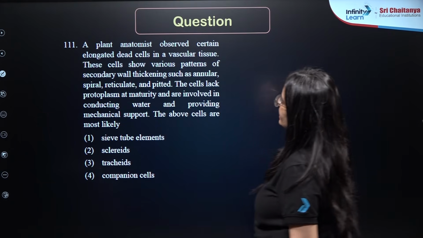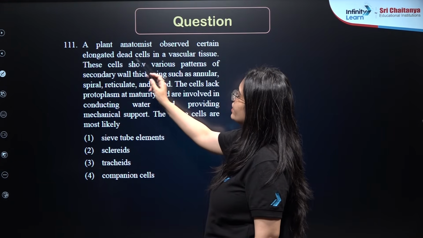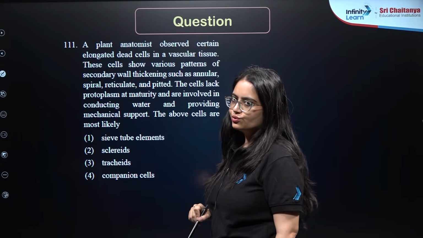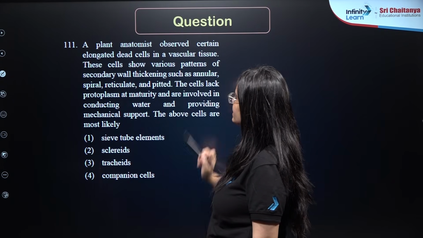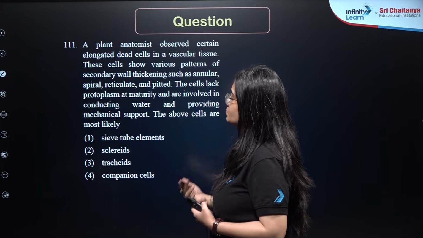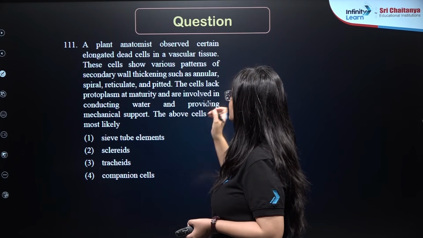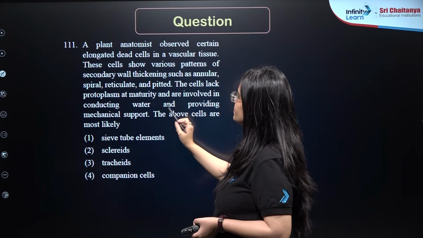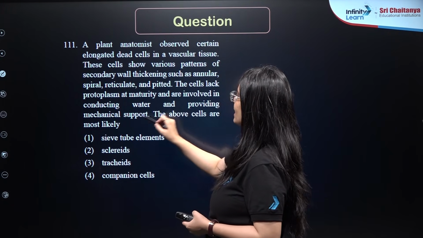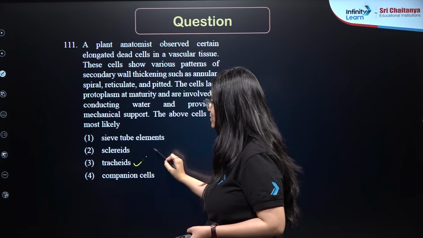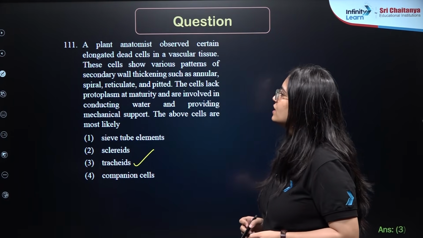A plant anatomist observed certain elongated dead cells in a vascular tissue. These cells show various patterns of secondary cell wall thickening such as annular, spiral, reticulate, pitted, the cells lack protoplasm at maturity and are involved in conducting water and providing mechanical support. This all we are talking about tracheids. 3 is the right answer.